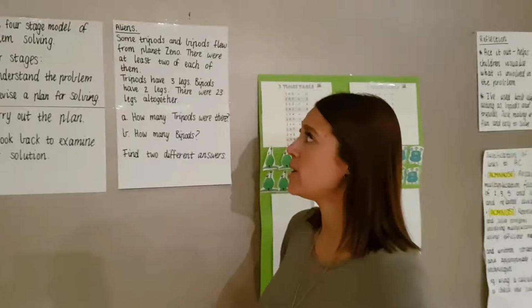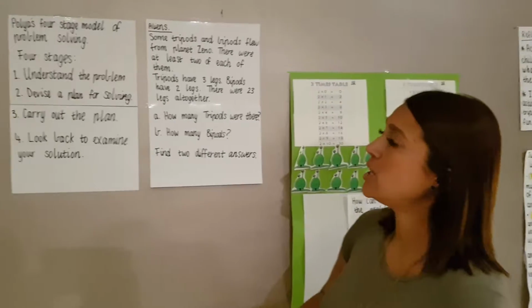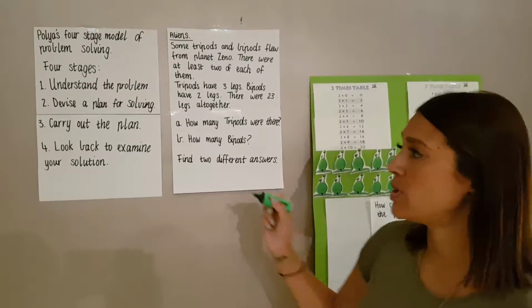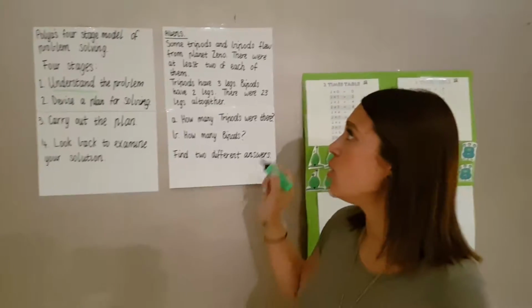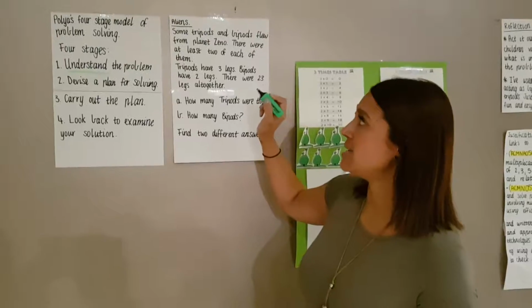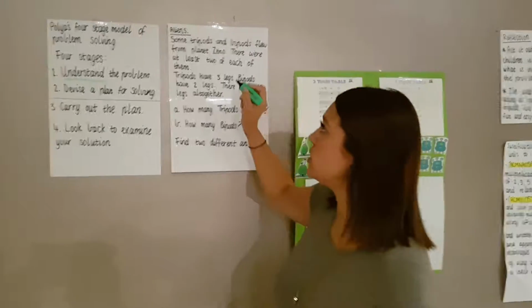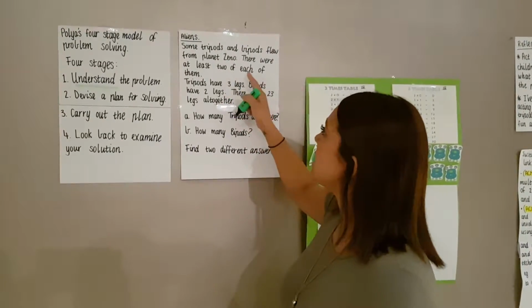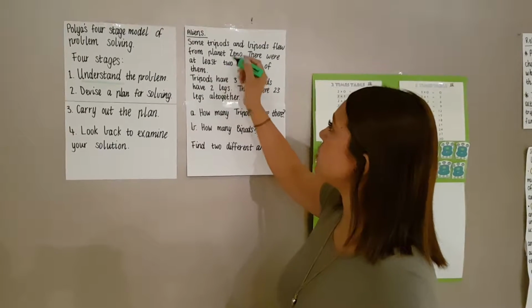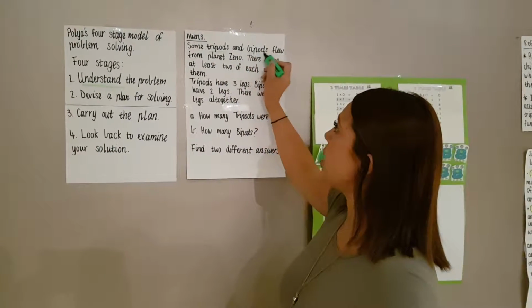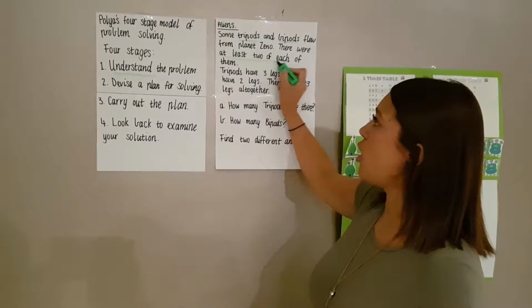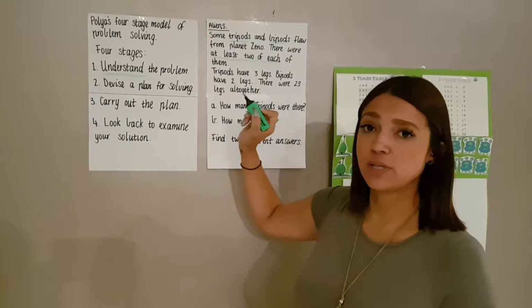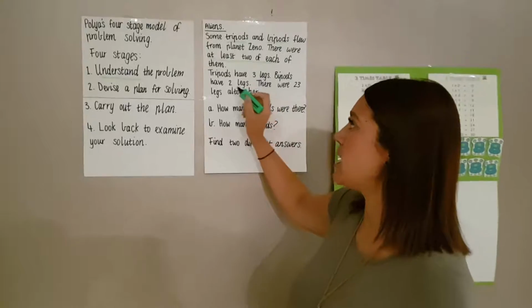So before I go any further, now that we're looking at the actual problem, it's important that we understand the problem. In order for us to do this, we'll highlight some areas that are important for us to actually solve it. So when I'm looking at this, I have to remember that there were some tripods and bipods, and there has to be at least 2 of each. Now that's a really important factor to point out.